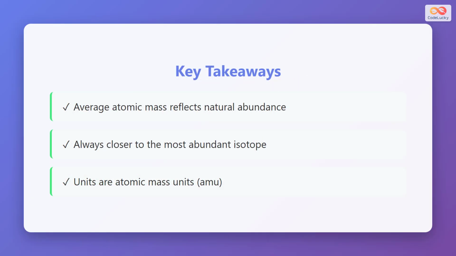Remember these key points. Average atomic mass reflects the natural abundance of isotopes. The calculated value is always closer to the mass of the most abundant isotope. And finally, average atomic mass is expressed in atomic mass units, abbreviated as amu.